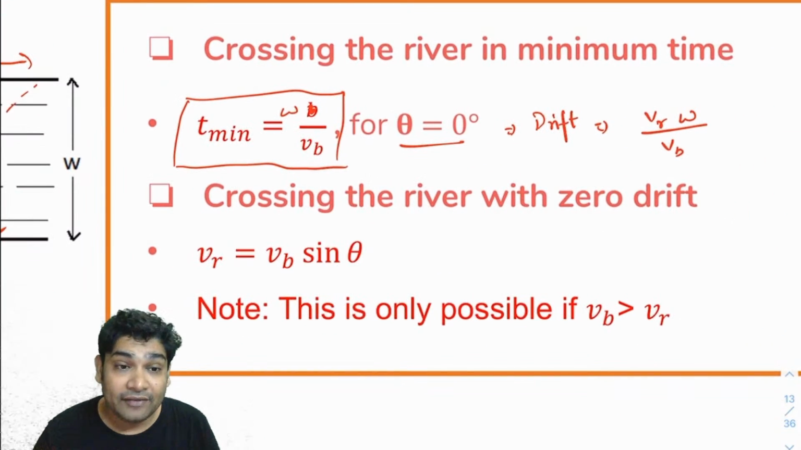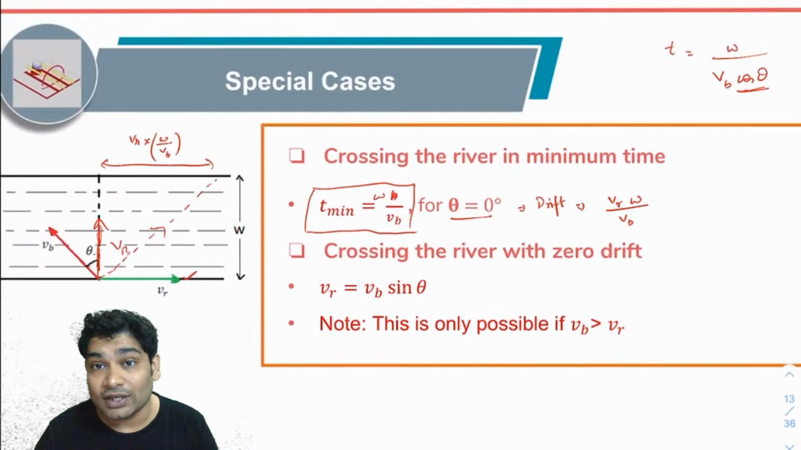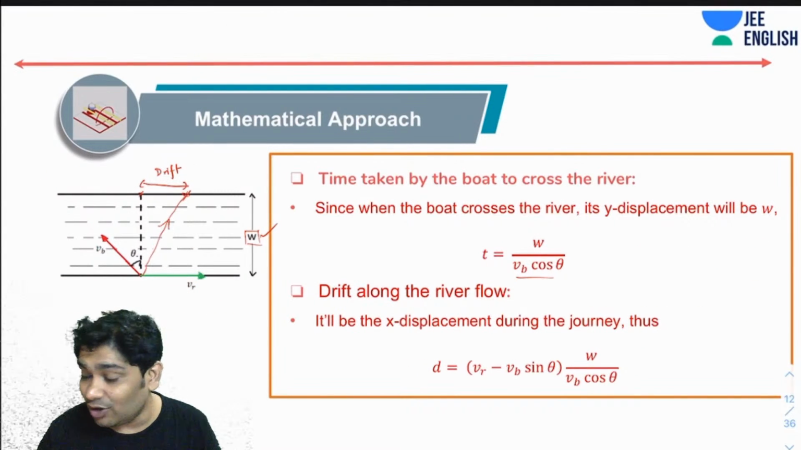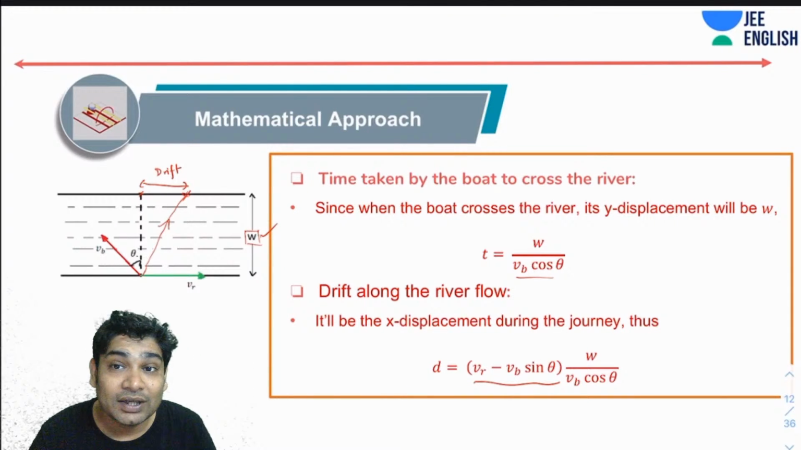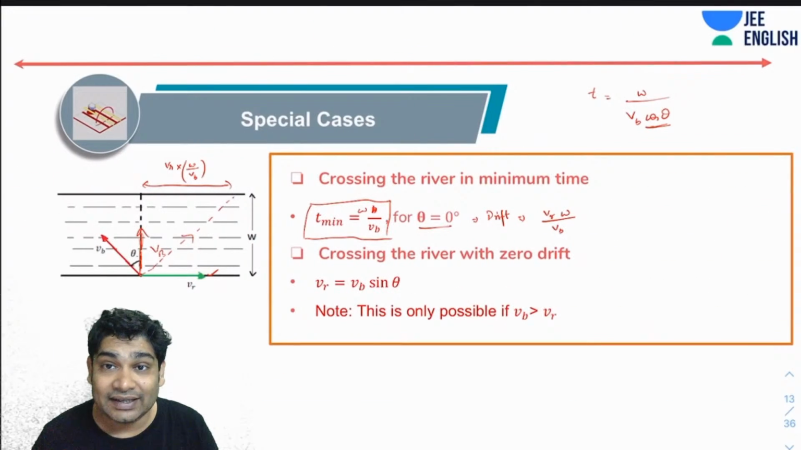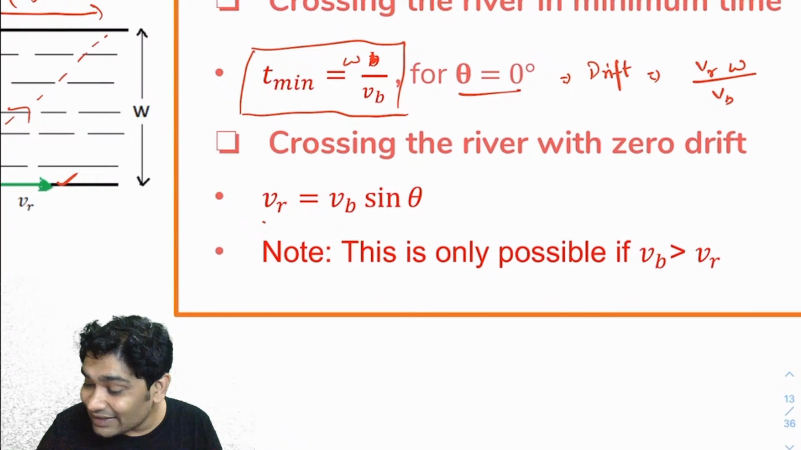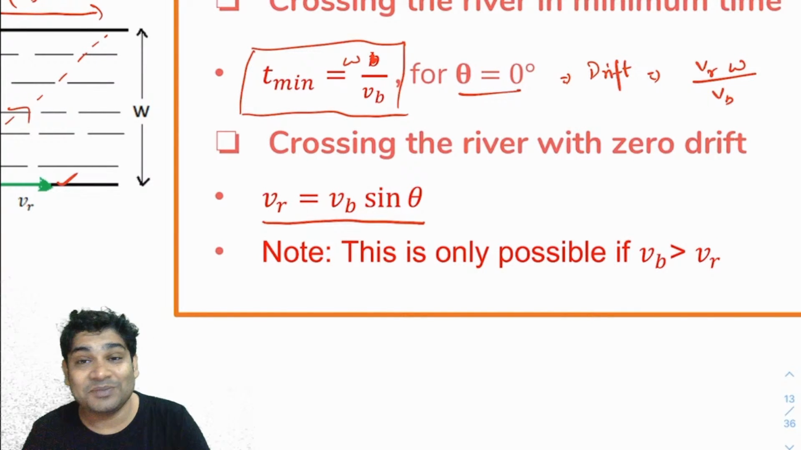Next, if you want to cross the river with zero drift, what is the condition? The x velocity should be 0. It was the x velocity which was causing the drift. If this x velocity becomes 0, then my drift would become 0. So putting this as 0, I get the condition that VR equals VB sine theta. That is the condition under which the drift of the boat would become 0.